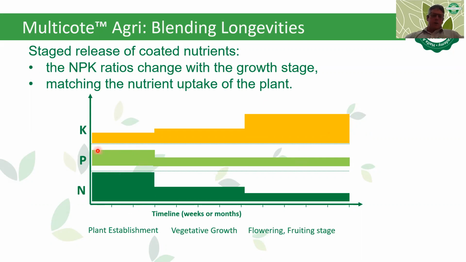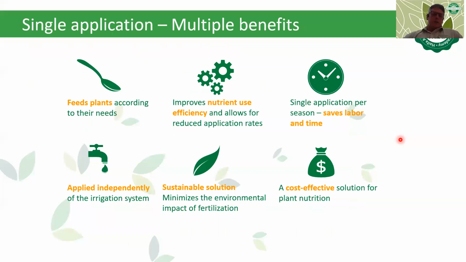So basically, at plant establishment, we want higher nitrogen and phosphate for root establishment and vegetative growth, and then when we get to the flowering and fruiting stage, we change the ratio of N, P and K and match the nutrient uptake. So basically, a single application gives us multiple benefits. It feeds the plant according to its needs. It improves nutrient use efficiency and allows for reduced application rates. You'll see some of the rates that we reduce on the trials, 20 to 25% sometimes, and more.